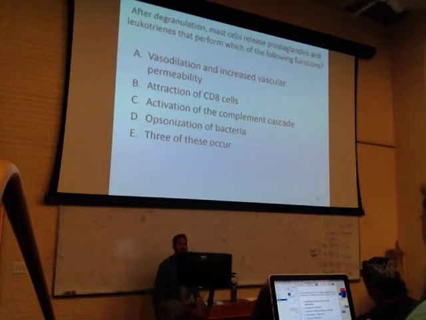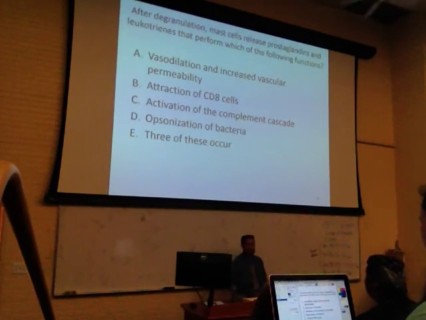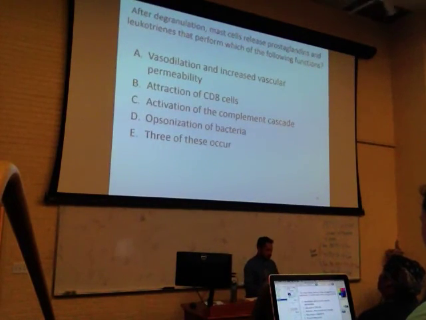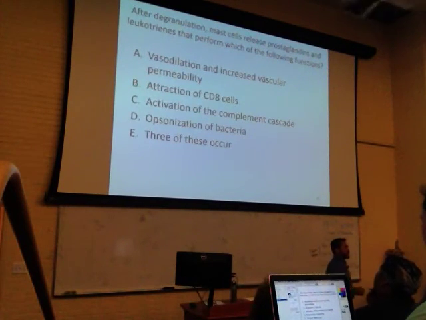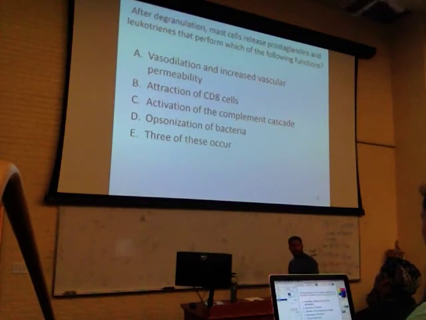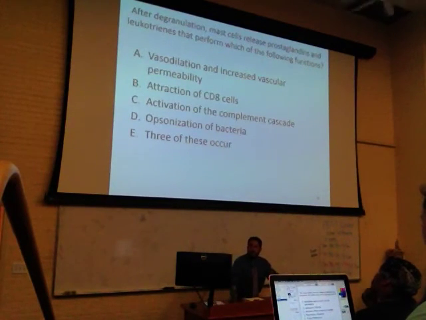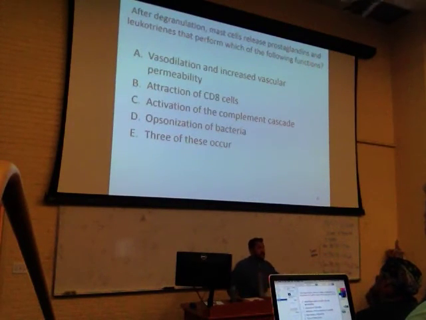After degranulation, mast cells release prostaglandins and leukotrienes that perform which of the following functions? Go ahead and read it. If you have an answer, raise your hand. After degranulation, mast cells release prostaglandins and leukotrienes which perform which of the following functions? So prostaglandins and leukotrienes, we talked about those in which lecture? Inflammation. It was one of the mechanistic slides.